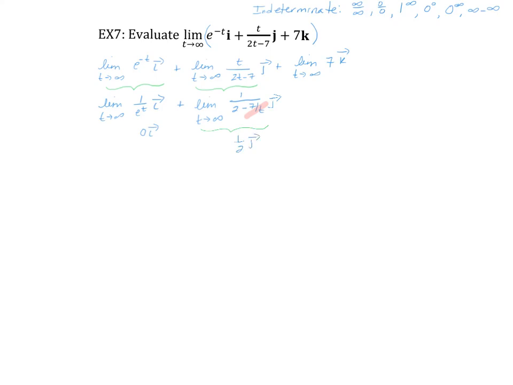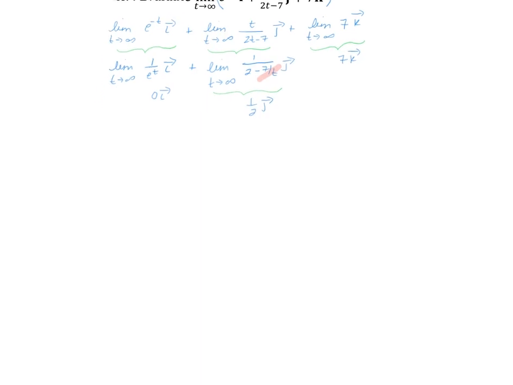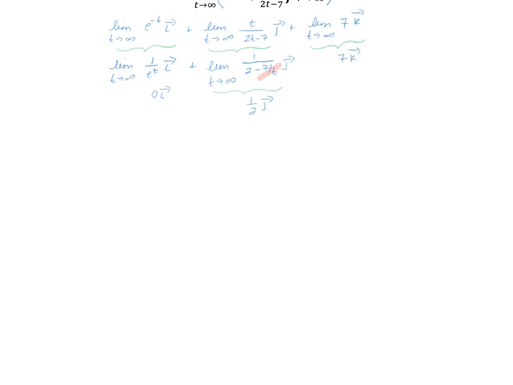Now looking at this last piece, the limit of a constant is a constant. So this limit here is going to be 7k. When we put this together, the 0i I don't have to write. This limit is simply 1/2 j plus 7k.